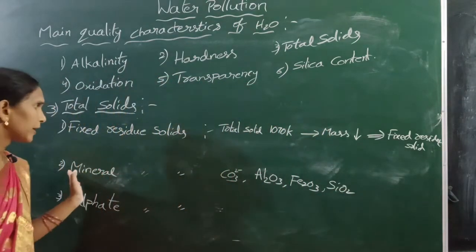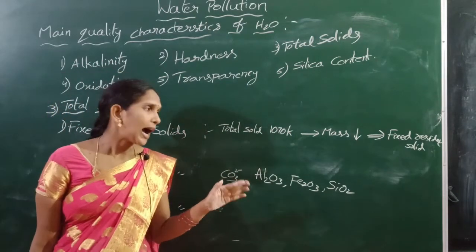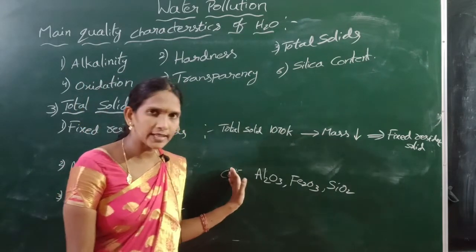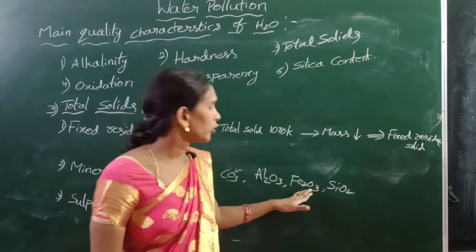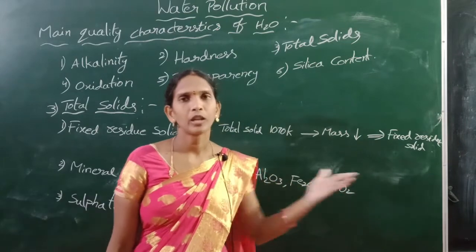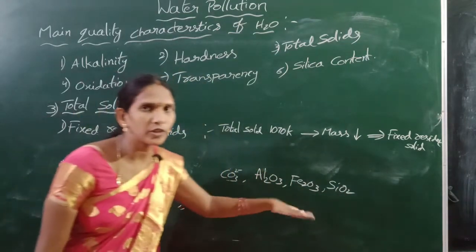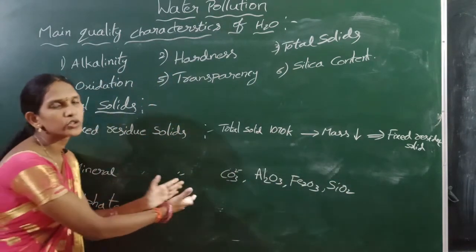What is mineral residue solid? Mineral residue solids means all the cations and anions including carbonates and Al2O3 and Fe2O3 and SiO2 are added to the water. These are the minerals that are added to the water to form mineral residue solids.